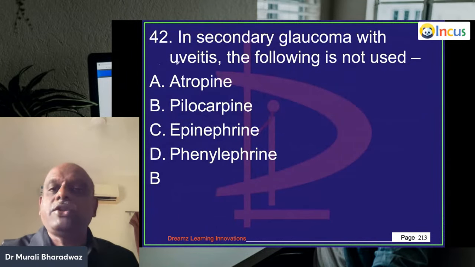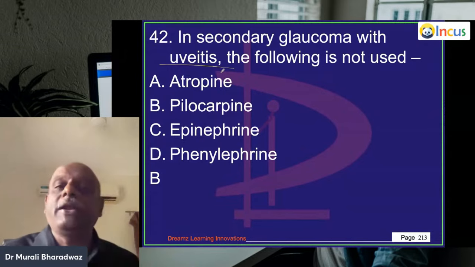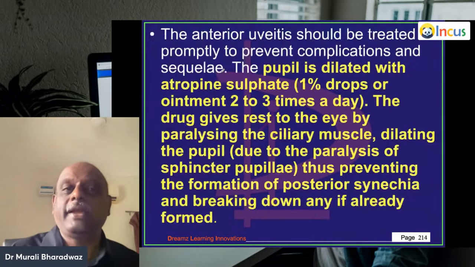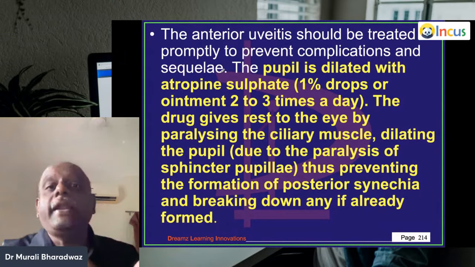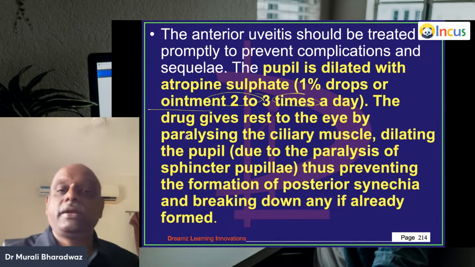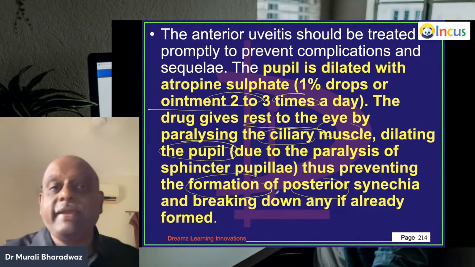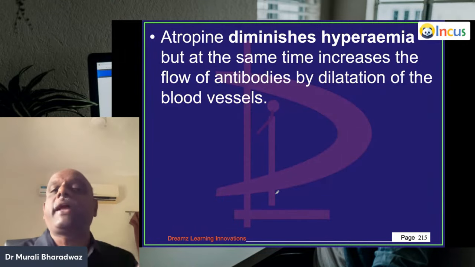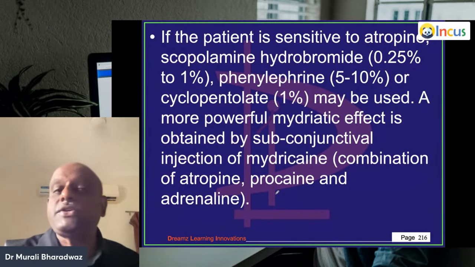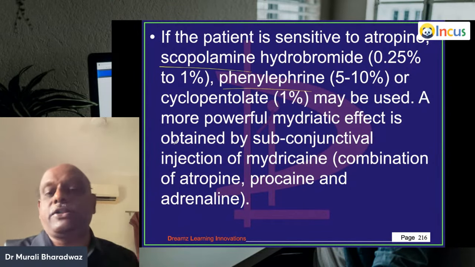In secondary glaucoma with uveitis, we don't use pilocarpine, we use atropine, epinephrine, phenylephrine, etc. You need to dilate the pupil, atropine sulfate 1% drops or ointment 2 to 3 times a day. It gives rest to the eye, paralyzes the ciliary muscle, dilates the pupil, and prevents the formation of posterior synechiae. All these are the advantages of putting a mydriatic like atropine in case of anterior uveitis. But if the patient has atropine sensitivity, then scopolamine or phenylephrine can also be used.